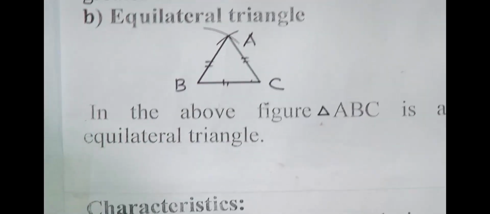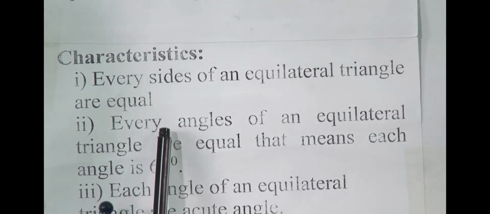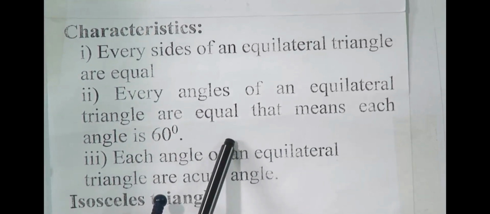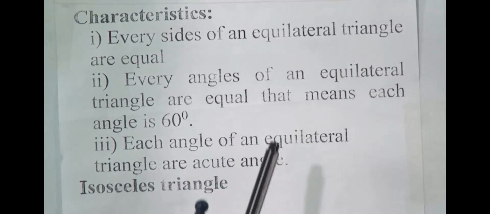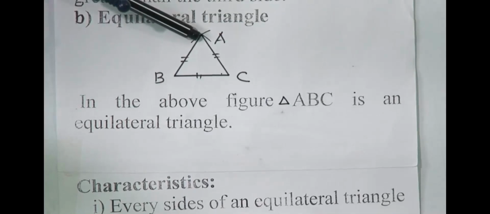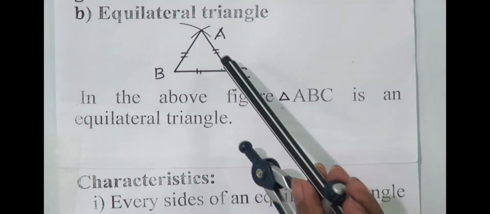Look, now you see the characteristics. Every side of an equilateral triangle is equal. Every angle of an equilateral triangle is equal. That means each angle is 60 degrees: this angle is 60 degrees, this angle is 60 degrees and this angle is 60 degrees.